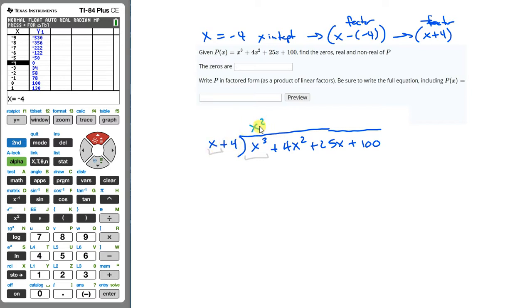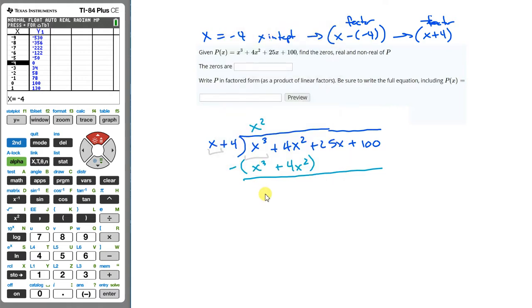So now I'm going to multiply back down. X squared times x gives me x cubed. X squared times 4 gives me 4x squared. I'm going to stack that up right under the other x squareds. Now, this has been accounted for already. The x cubed plus 4x squared has been accounted for, so I have to subtract it to get rid of it. Okay? Let's go to a new color here, I guess.